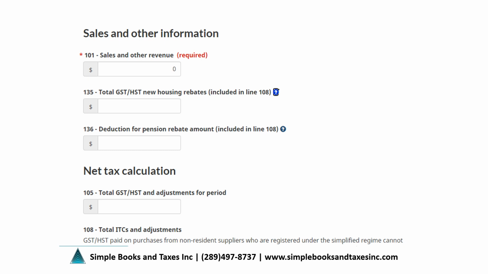In our case, we don't have sales, so we have to enter the number 0. So as we mentioned before, in our case, we don't have any rebates. So we are going to leave lines 135 and 136 blank. Net tax calculations, the total HST and adjustments for the period. In our case, we do not have any adjustments for the period. We leave it blank.